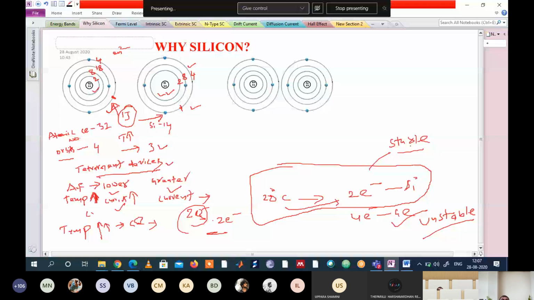Please write this important point, put a star mark, write note. Dear students, write note. Unstable systems are not preferred in electronics. Only stable systems are preferred in electronics.